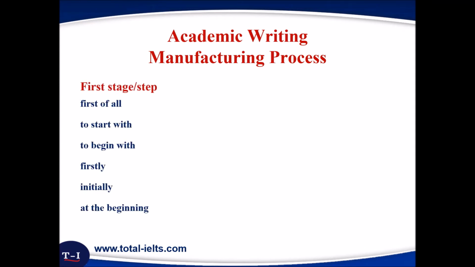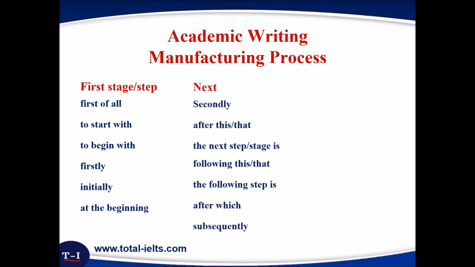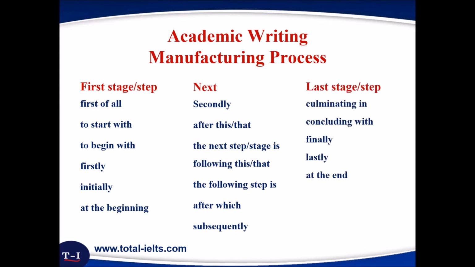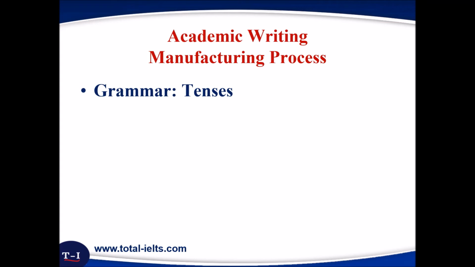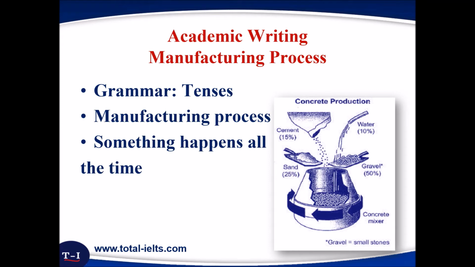Begin by describing the first step using any one of these or other cohesive devices. Then describe what happens next using a variety of linking words. And finally, describe the last step using a correct linking word. Let's move on to the main grammar or tenses. A manufacturing process is something that happens all the time, so present simple is the main tense.